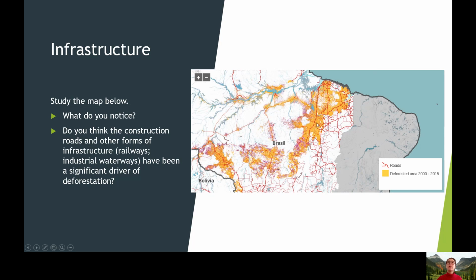Why do you think that might be? Because in order to build roads, you need to slash down forest. Do you think the construction of roads and other forms of infrastructure have been a significant driver of deforestation? Well, I can tell you the answer is yes.